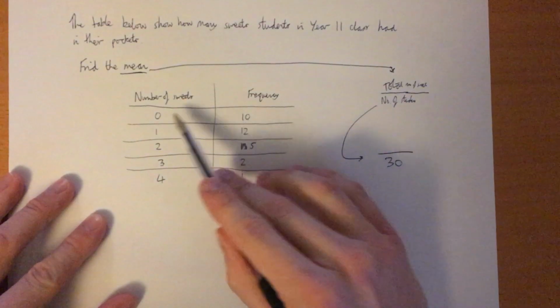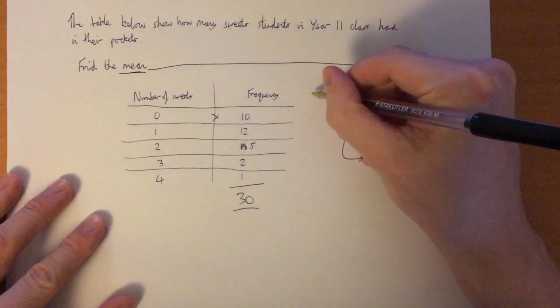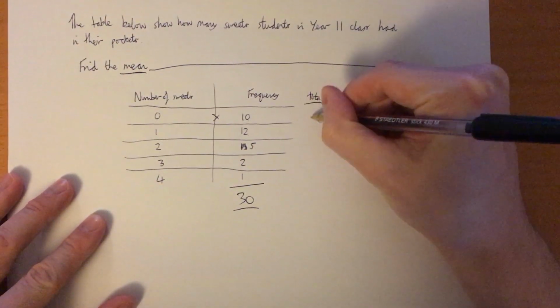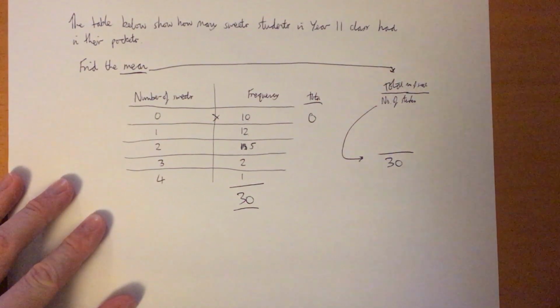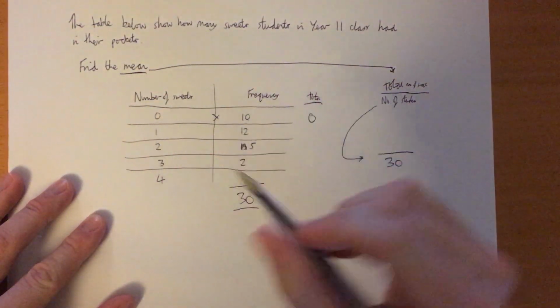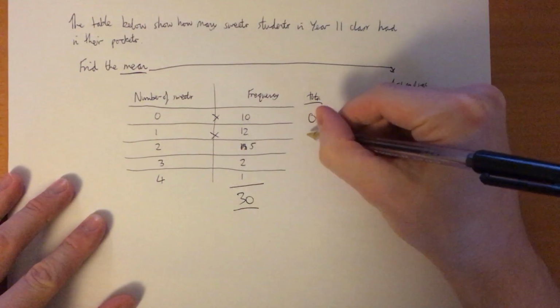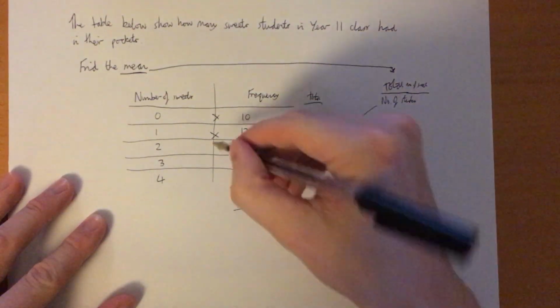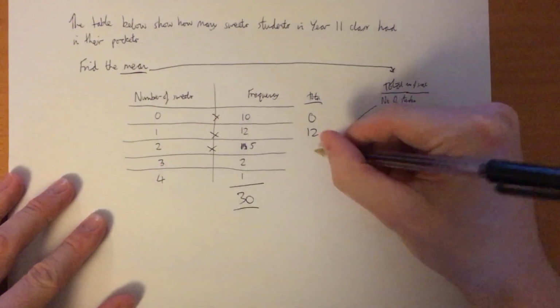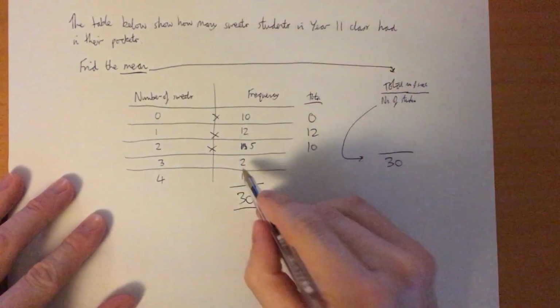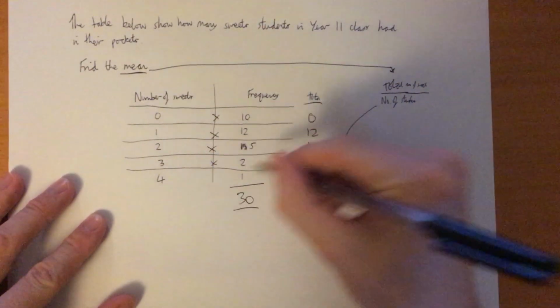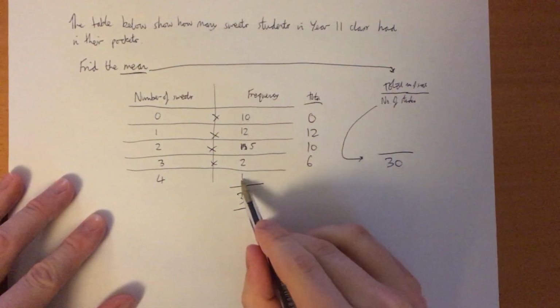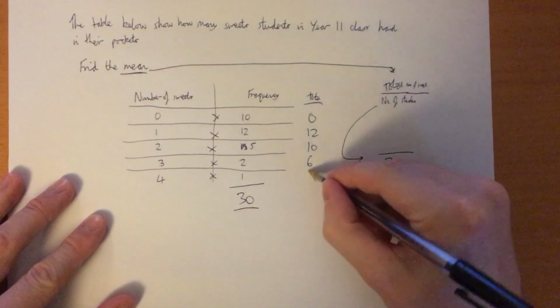So 10 people had 0 sweets. So therefore, in total so far, that counts to 0 sweets. 12 people had 1 sweet. So altogether, 12 times 1, there's 12 sweets so far. 5 people had 2 sweets. So 5 times 2, so that's 10 sweets there. 2 people had 3 sweets. So that is 6 sweets there. And 1 person had 4 sweets. So that's 4 sweets there.